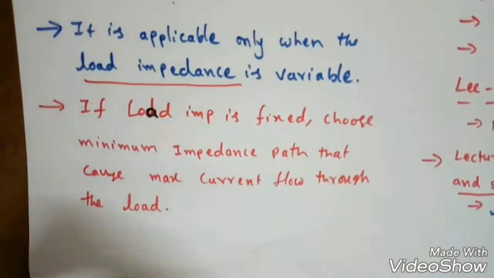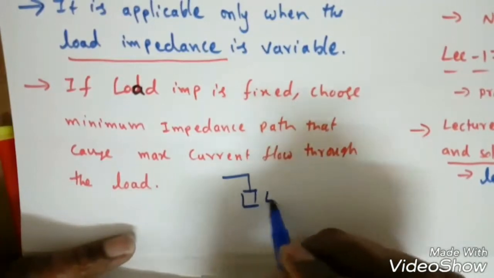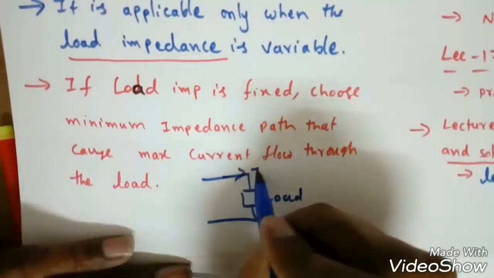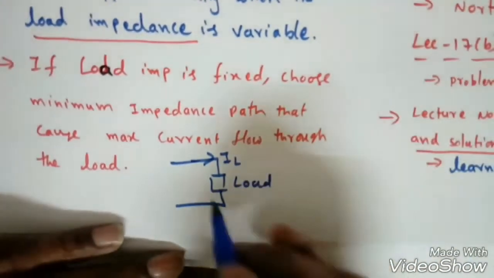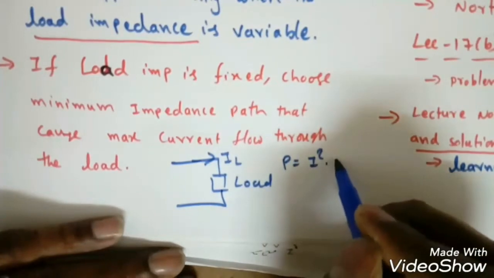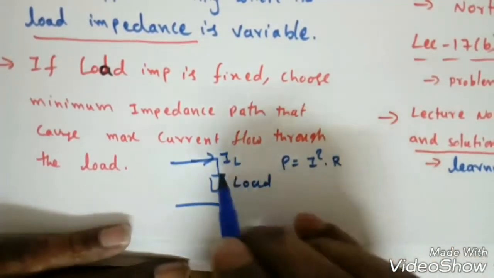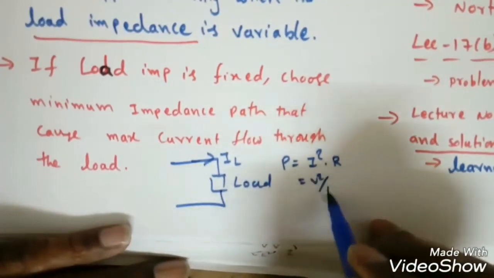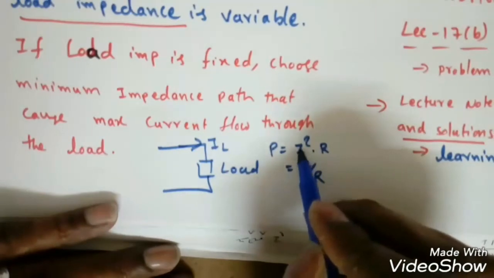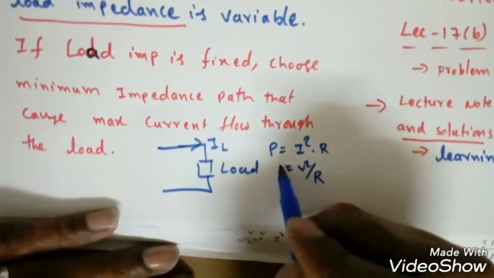So what this actually means is, suppose you have some load. If you know the load current and the load impedance, what is the power? I squared into the impedance, or simply R. Now how can I get maximum power? Two conditions: V squared by R also. If I is maximum, then we can get maximum power. If V is maximum, we can get maximum power.